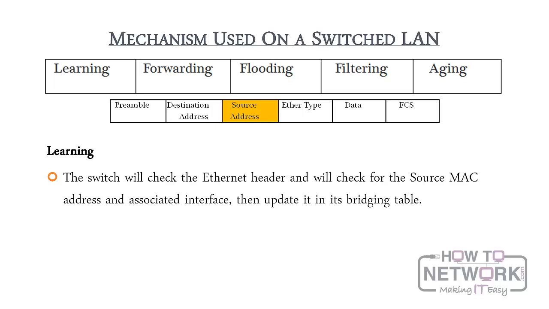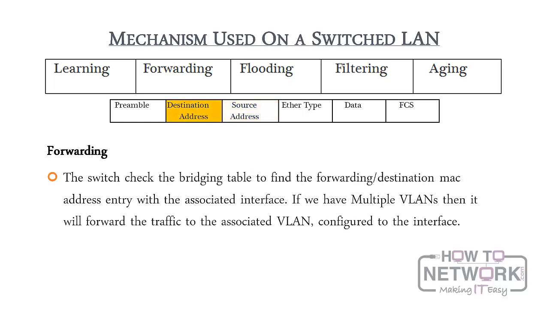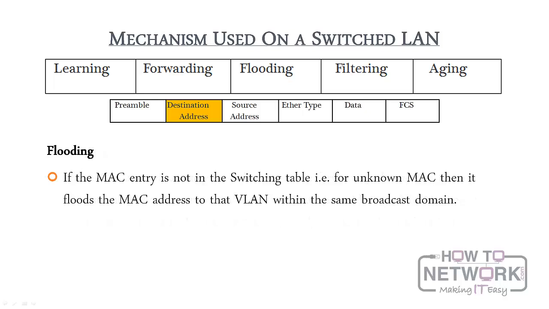Forwarding. It will check the bridging table to find the forwarding/destination MAC address entry with the associated interface. If we have multiple VLANs, then it will forward the traffic to the associated VLAN. Flooding. If the MAC entry is not in the switching table, i.e. for an unknown MAC address, then it floods the traffic to that VLAN within the same broadcast domain.